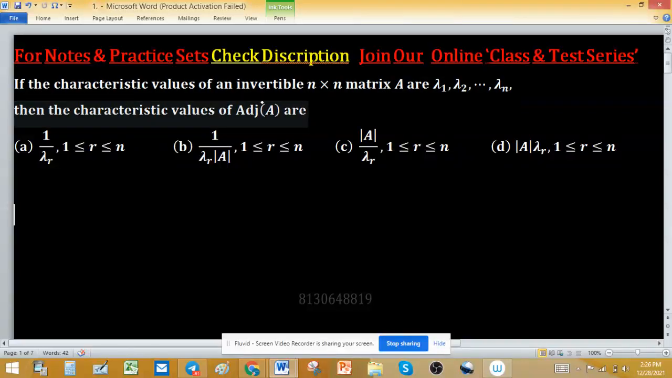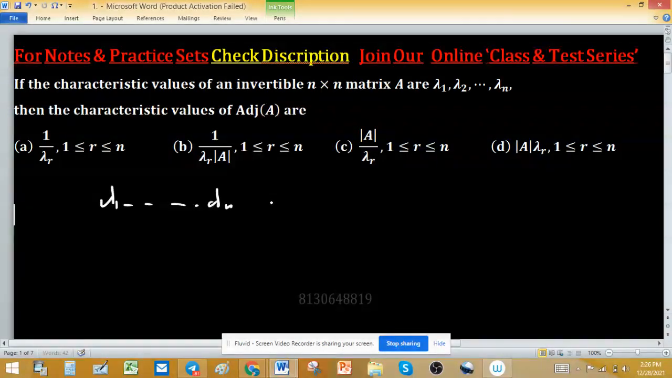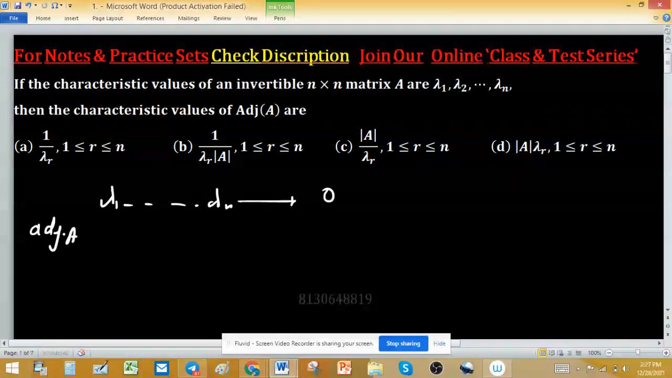The eigenvalues of an invertible n by n matrix A are lambda 1 up to lambda n, and none of these eigenvalues is 0, because these are the eigenvalues of an invertible matrix. Then, what are the eigenvalues of adjoint A? To find the eigenvalues of adjoint A, first we recall a result.